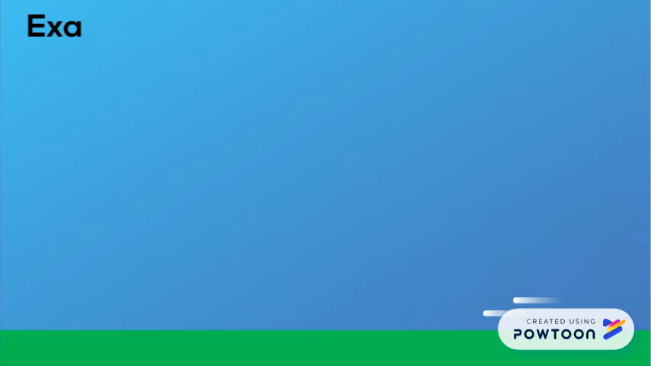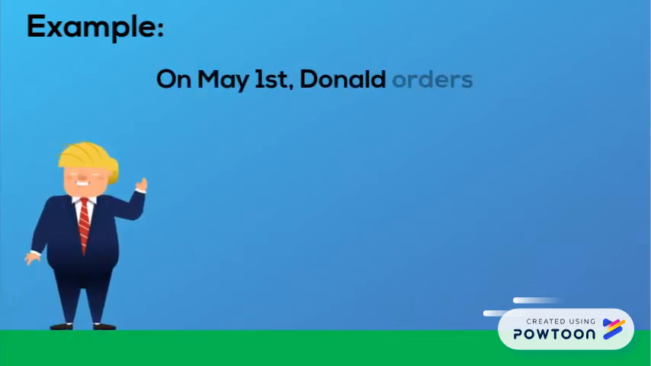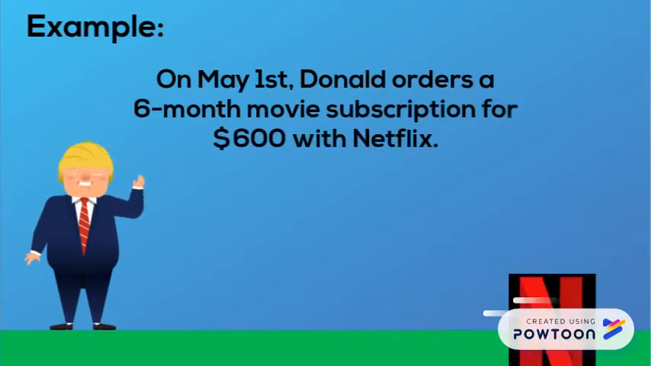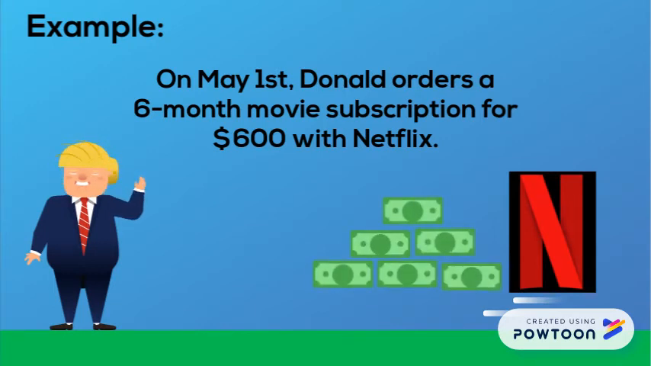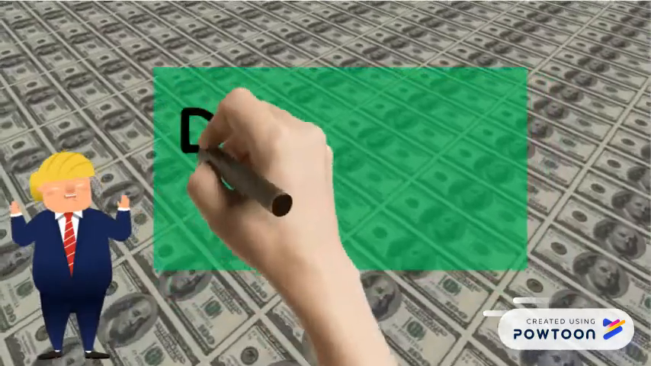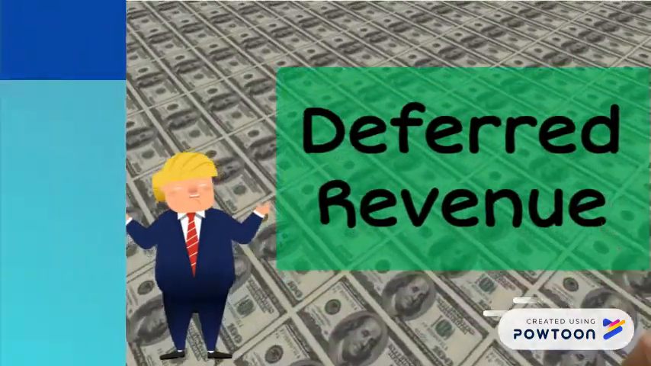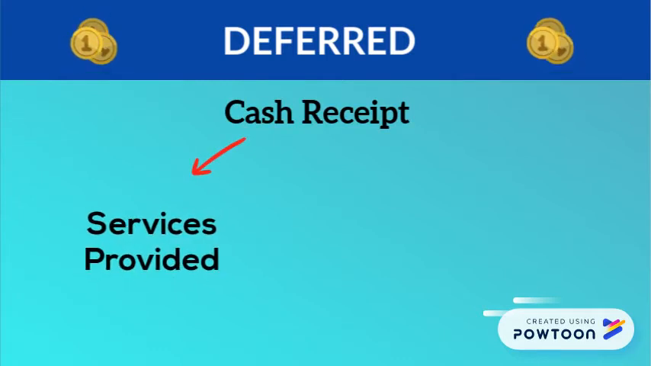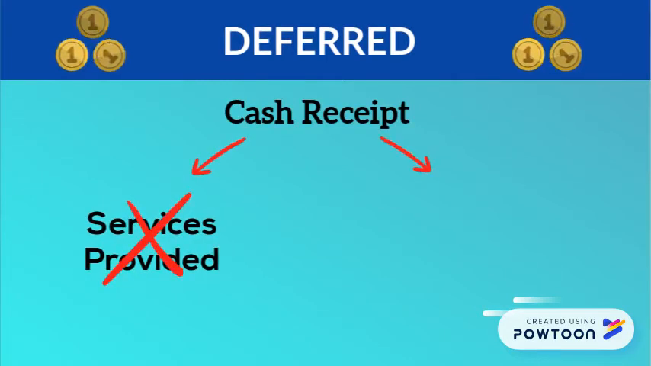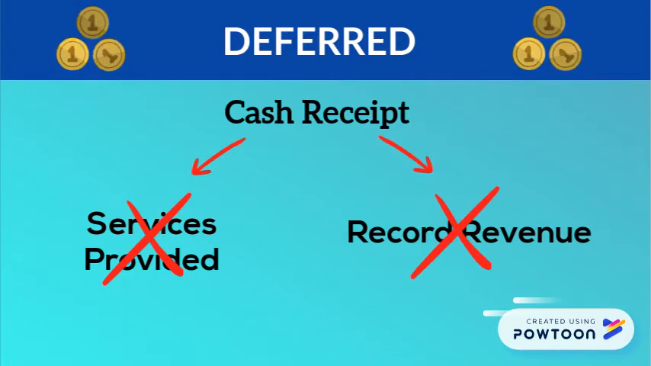Here's a simple example. On May 1st, Donald orders a 6-month movie subscription for $600 with Netflix. The company has received Donald's money before the subscription has begun. This is known as deferred revenue. The term deferred is used as at the time of the cash receipt, the services have not yet been provided. Therefore, a revenue cannot be recorded in the system until it is earned.